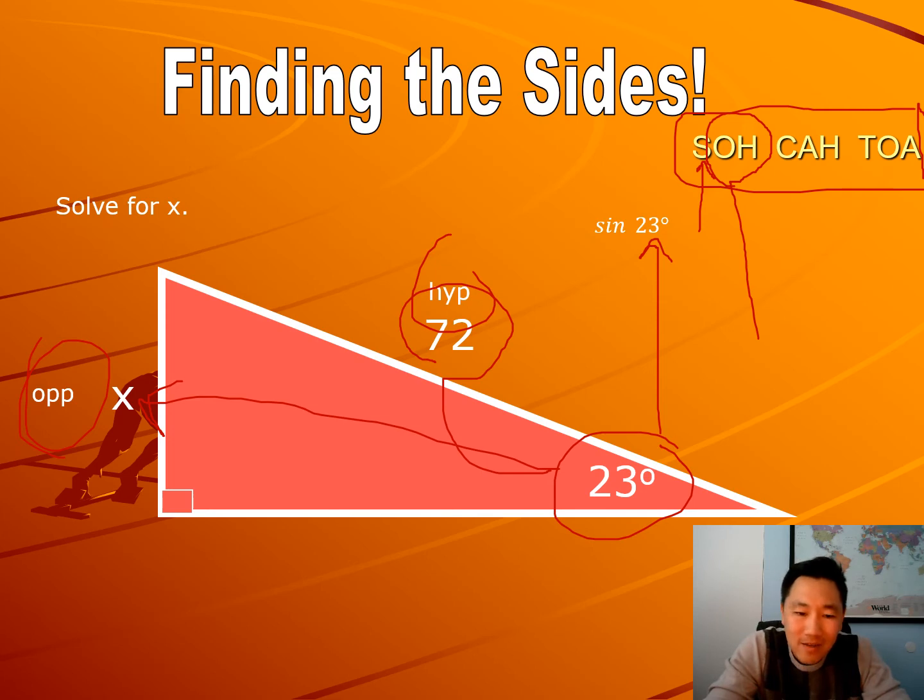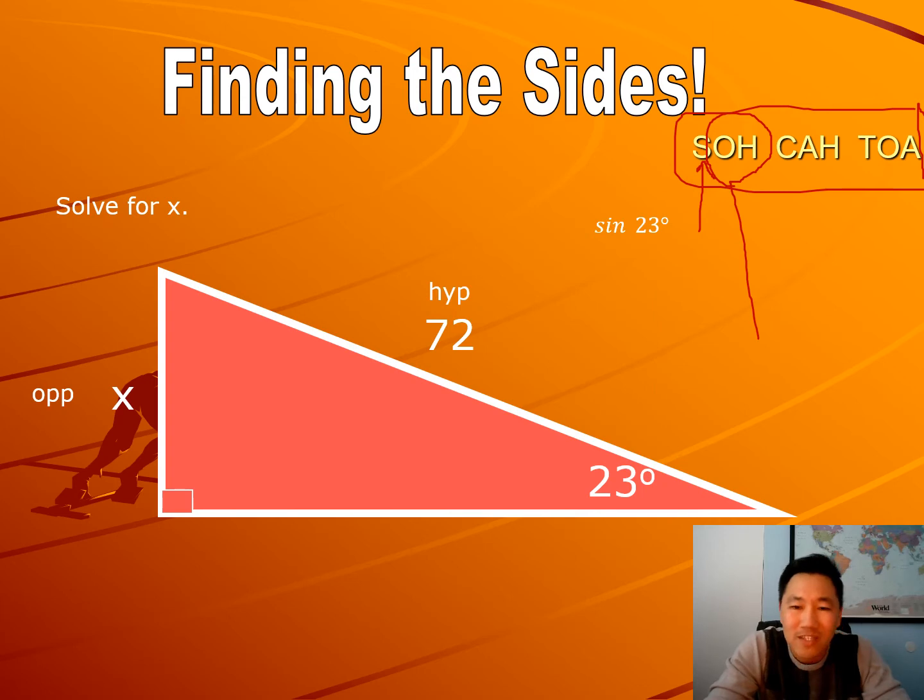All right, hopefully that wasn't too confusing, but we will definitely do a whole bunch more examples. So there it is, the setup, sine of 23. To complete the setup, you have to write in the O and the H part, equals x over 72. That is the setup to solve for x.